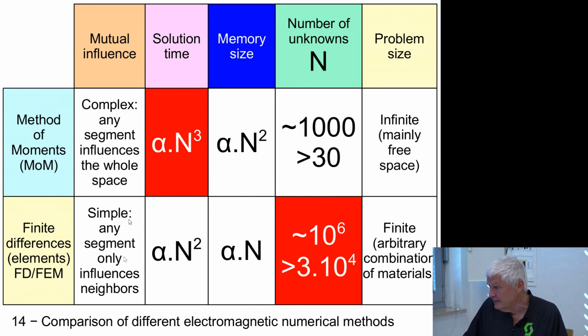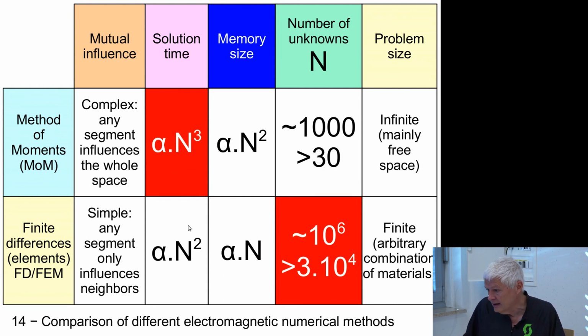This is the reason why the memory size here, because I have mutual influences here, increases as n squared, while it only increases proportional to n. So, okay, 6 times n if we have 6 neighbors, up, down, left, right, and front and back. Only increases proportional to n, the memory size, and also the solution time. Here we had a full matrix. The system of equations was a full matrix with all non-zero elements, and the solution time increases as n to the cube.